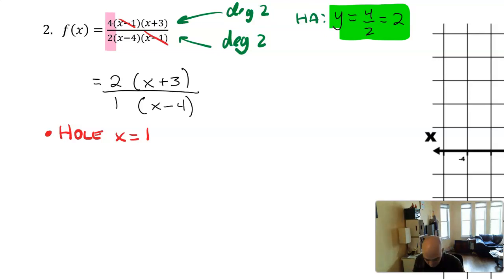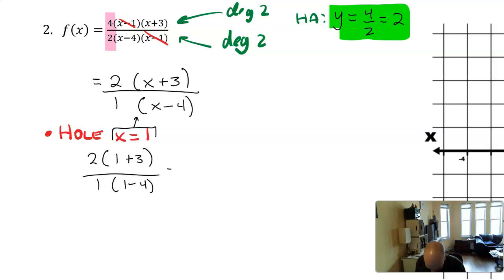Now we need to find the y-coordinate of that hole. You do that by plugging x equals 1 into the reduced polynomial. So we're going to do 2 times (1 plus 3) over (1 minus 4).